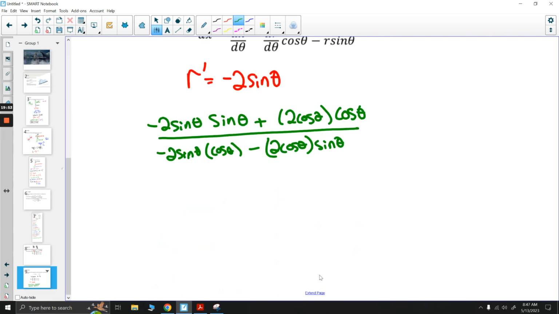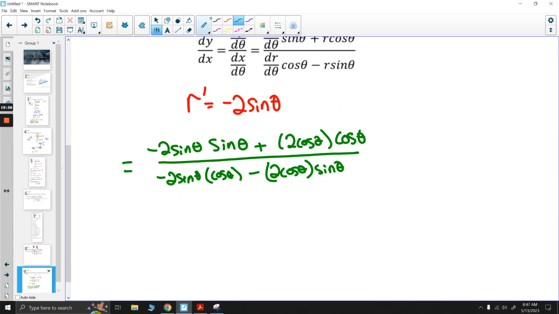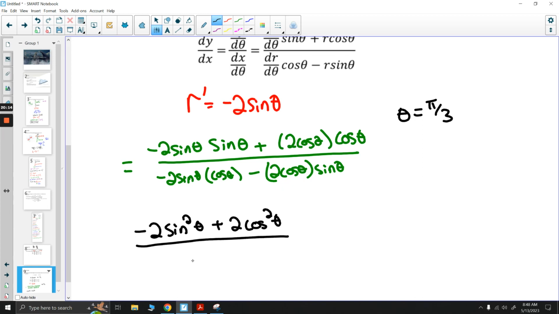Okay, so we want to know this thing at the point theta equals pi thirds. All right, so I'll clean this up a little bit though. We have negative 2 sine squared theta plus 2 cosine squared theta, all over our negative 2 sine theta cosine theta, minus 2 sine theta cosine theta. So we can clean this up just a little bit.